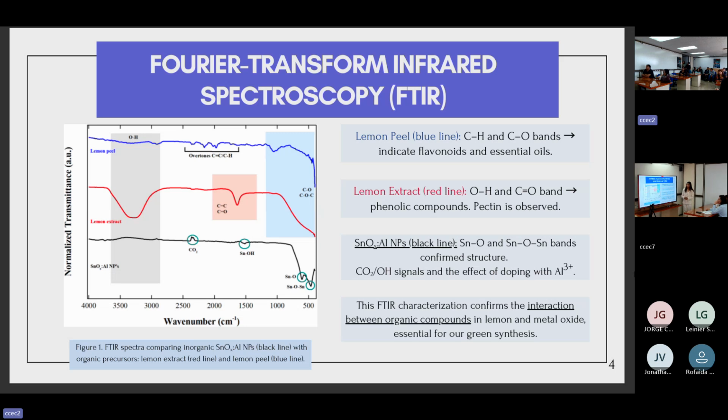Finally, in the black line, we see the nanoparticles, and we see characteristics of the tin oxide, and the tin oxide bands confirm the structure of the tin oxide nanoparticles with aluminum. So this characterization helps us to confirm the interaction of the organic compounds of the lemon extract and the aluminum with the tin oxide nanostructures.